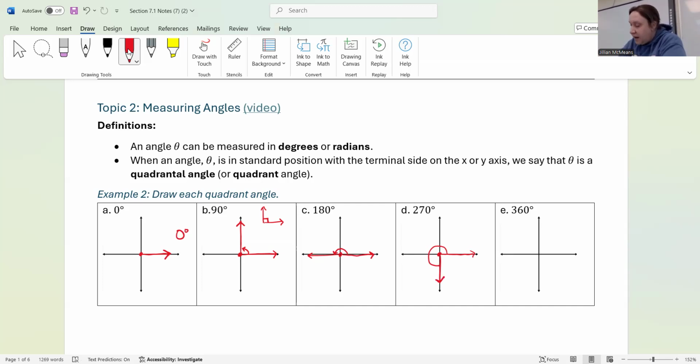Okay? Now, finally, we get 360 degrees. 360 degrees is 90 more than 270. So we have our vertex at the origin. Initial side is the positive x-axis. We start opening in the counterclockwise direction. So we go 90, 180, 270, and 360.